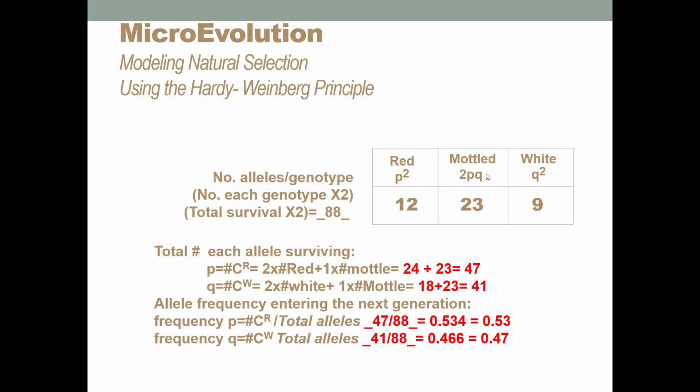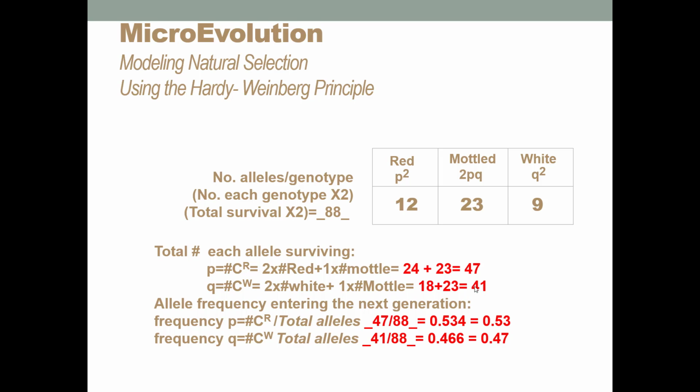So you take 2 times the number of red survivors. In this case, 12 times 2 is 24 because there's 2 red alleles in every red rabbit. So there's 24 red alleles that survived from red rabbits. And within mottled rabbits, that's red-white rabbits, that's their genotype, there's 23 red alleles. So you take 24 plus 23, that tells you there's 47 surviving red alleles.